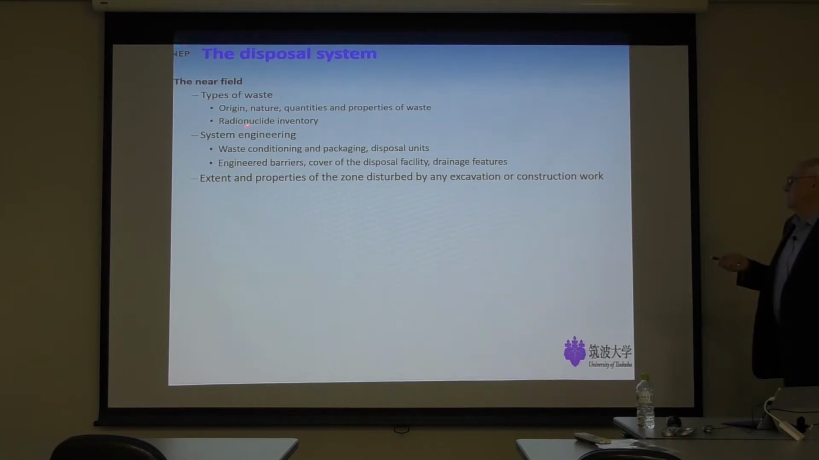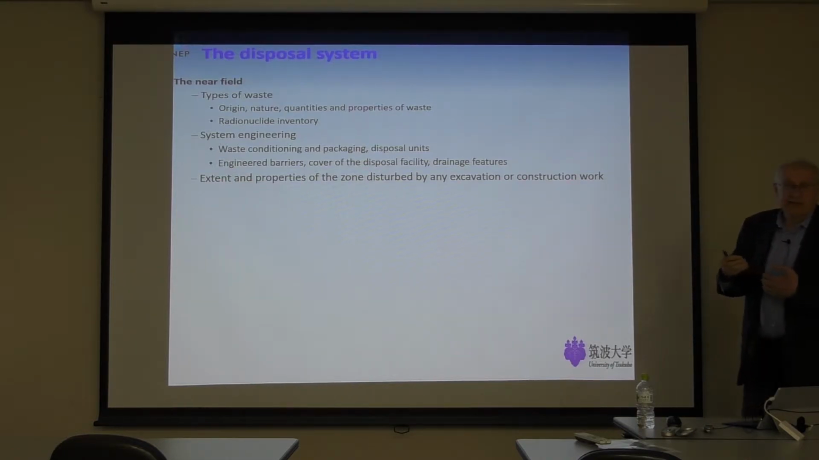So the disposal system, where we have the near field with the types of waste, the origin, the nature, the quantities, and the properties of the waste, and finally the radionuclide inventory. Then we have some system engineering for waste conditioning and packaging and disposal units, and engineered barriers that cover the disposal facility and drainage features. And we have also to know about the extent and property of the zone disturbed by any excavation or construction of the work. And all these features have to be taken into account then in the safety assessment.